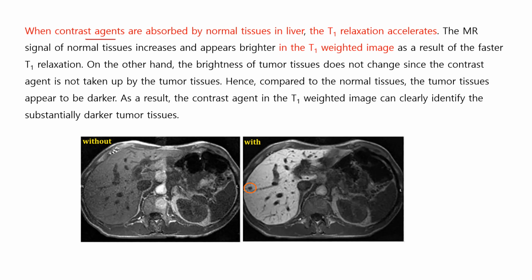When contrast agents are absorbed by normal tissues in the liver, the T1 relaxation accelerates. The MR signal of normal tissues increases and appears brighter in the T1 weighted image as a result of the faster T1 relaxation.